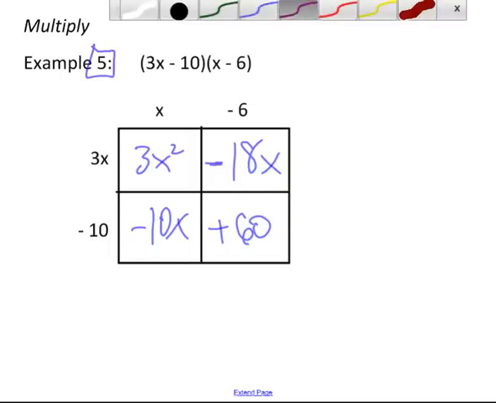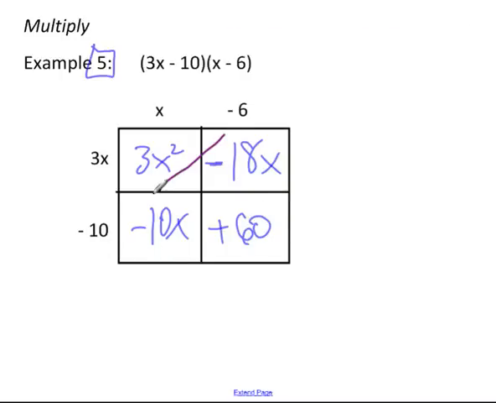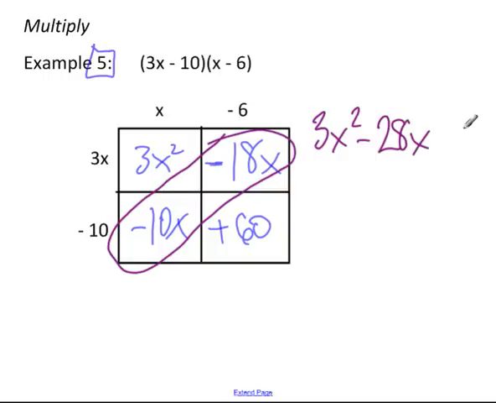Now when we combine our like terms on our box method, those of us who have been doing this for days know these are our two we're going to combine and put together. Get 3x squared. These are going to make a bigger negative, minus 28x, and my plus 60 on the back side. That's the disgusting plus sign.